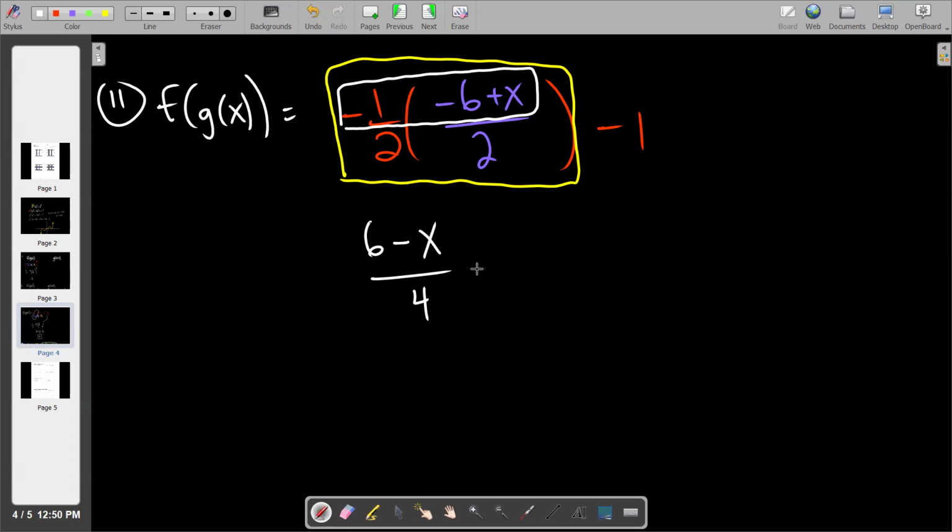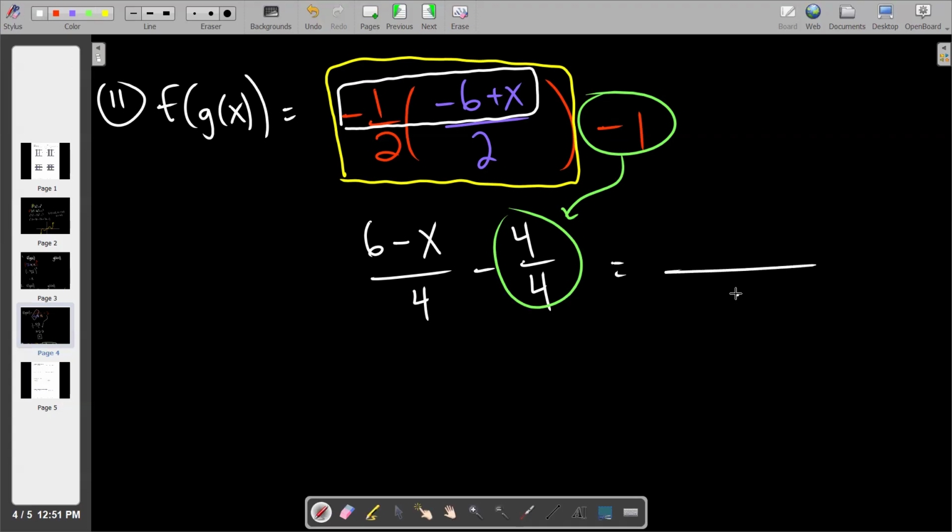And then there's a -1, which I'm going to make look like this. This green circle became this green circle because I knew I wanted the denominators to be the same. That's all part of the simplifying process. So then we wind up with something over, of course, 4. What's that top going to say? 1 minus x over 2, or in this case, 2 minus x.